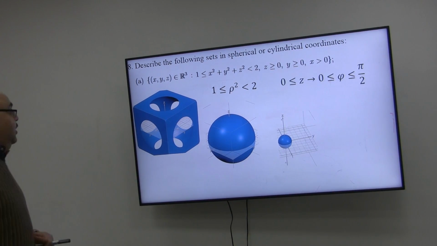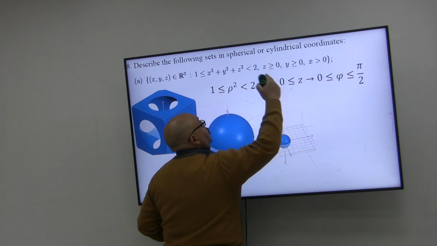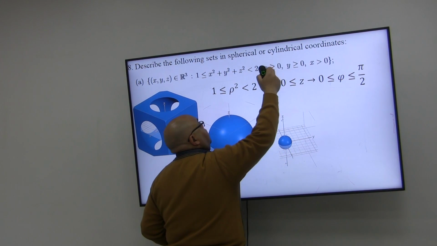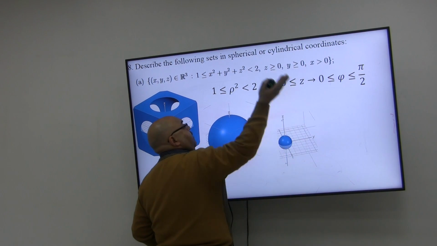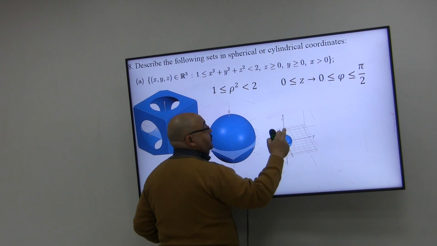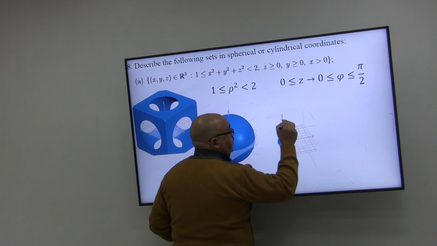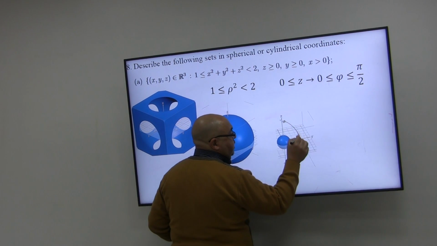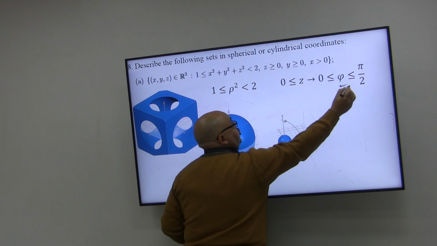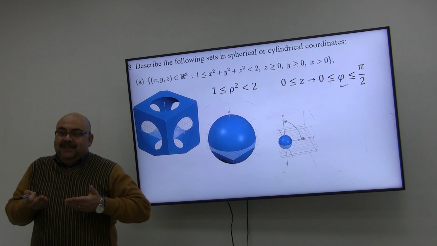So once more, I will go for z greater than or equal to 0. What's controlling all of this? Theta and phi. So z greater than or equal to 0, I'm talking about the upper part of the space. It's controlled by phi, because phi is equal to 0 here and will increase until phi is equal to pi over 2. This is why it runs from 0 up to pi over 2. I'm talking about the upper part.